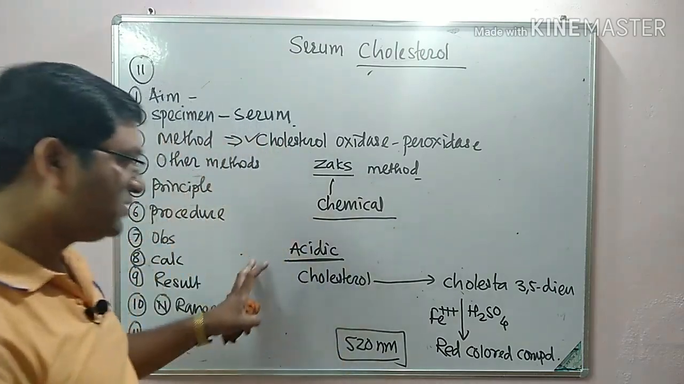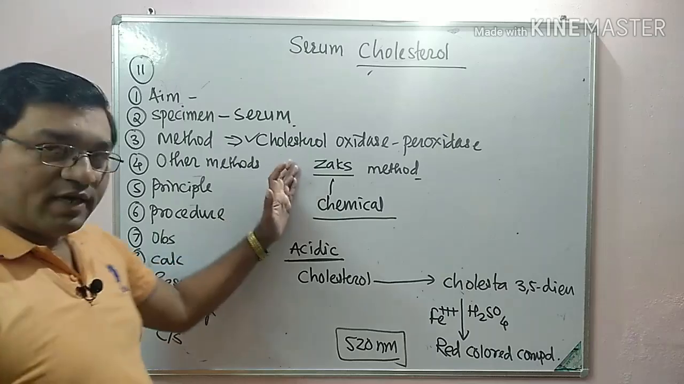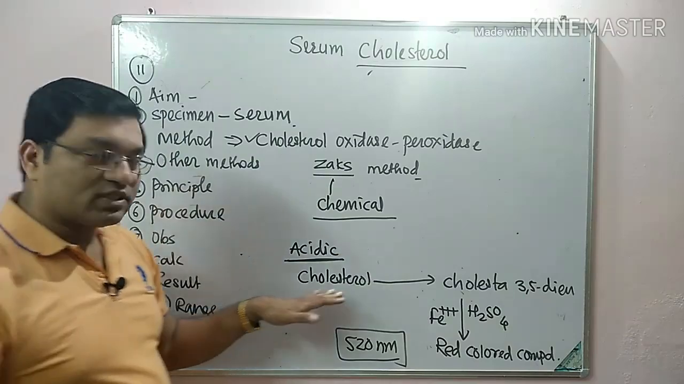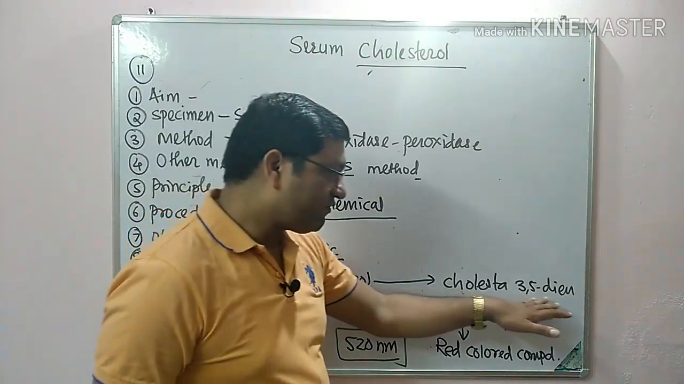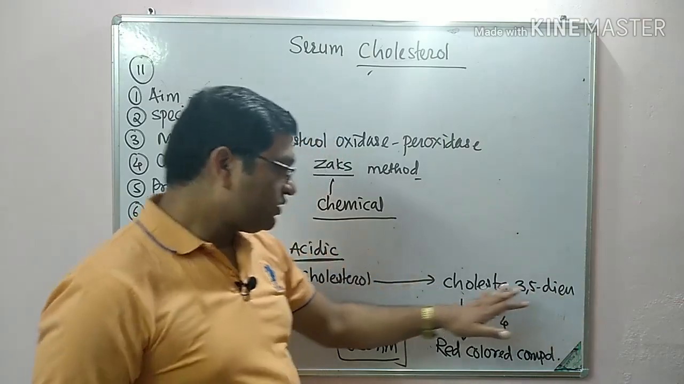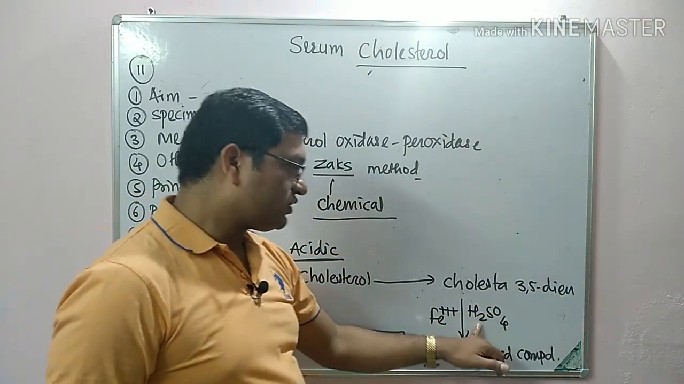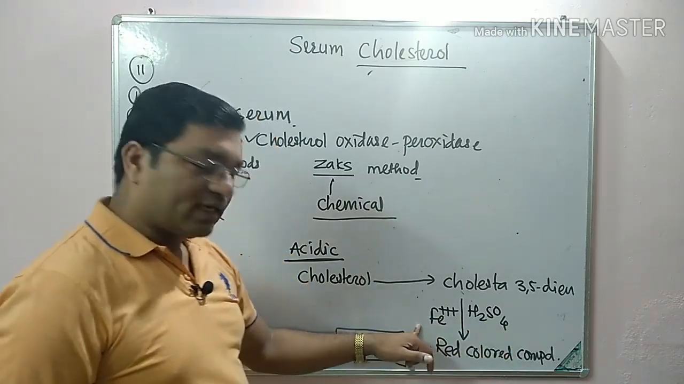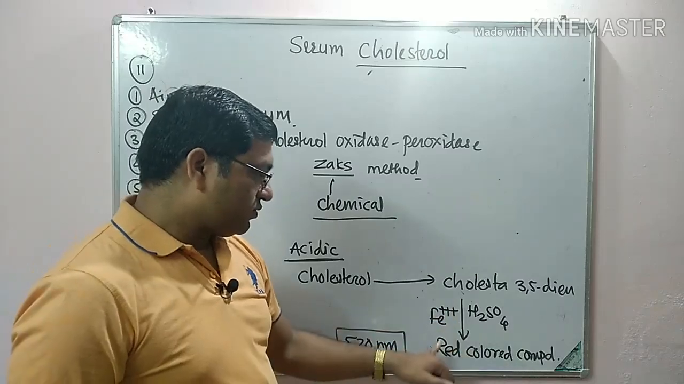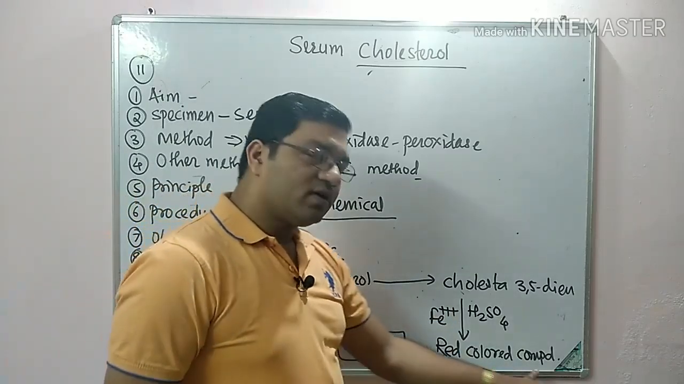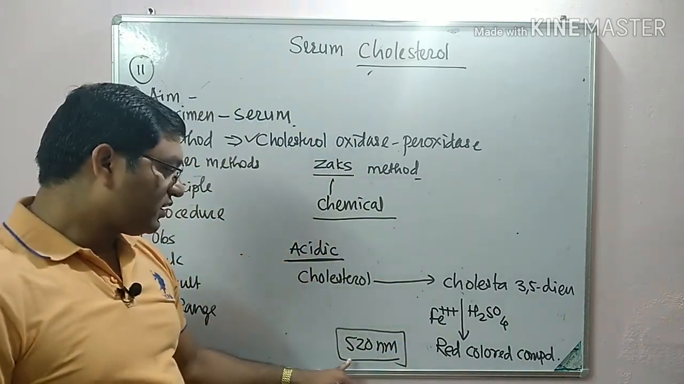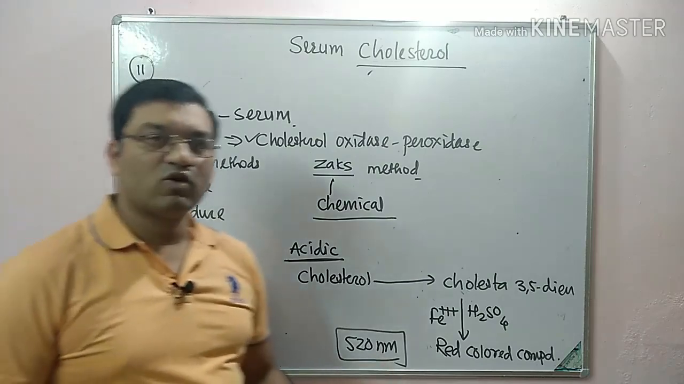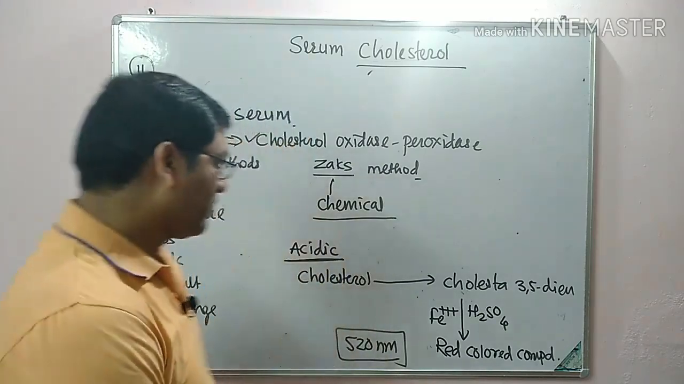Once again I repeat the principle. It is a chemical method in which under acidic medium cholesterol is converted into cholesta-3,5-diene, which on oxidation and sulfonation by H2SO4, in which ferric ions are catalyst, is converted into a red colored compound, which is read colorimetrically at 520 nanometer, that is the green filter. This is the principle of Zak's method.